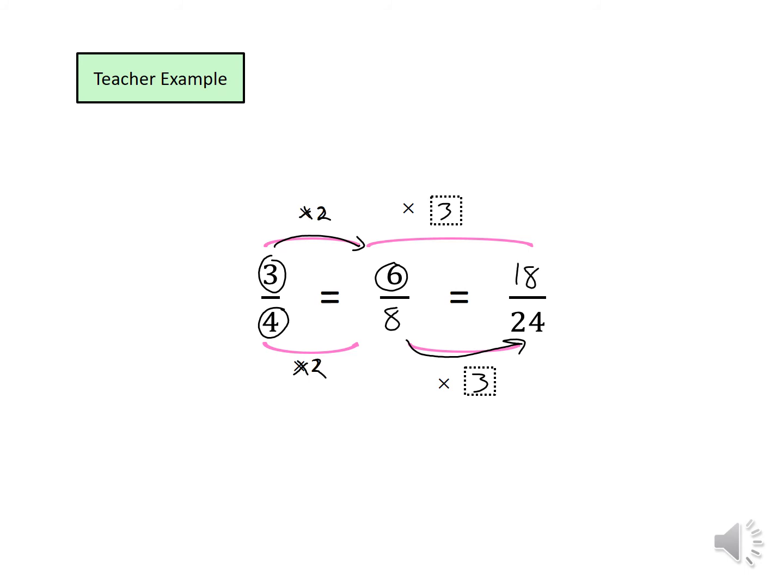And these are each equivalent fractions. What equivalent means is that they are equal. Yeah? We've just written them in a different proportion. They are equal. So all 3 of these fractions here are equal. We can write 3/4, or we can write 6/8, or we can write 18/24.